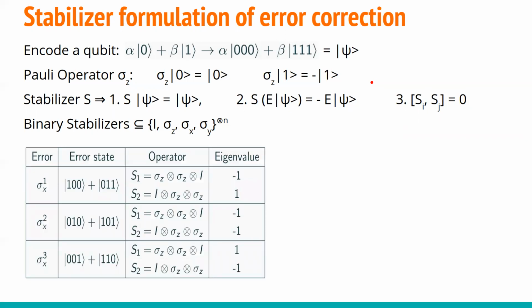So take this example here. This sigma x means a bit flip error. So the first qubit is actually flipped, and you see that for these two stabilizers, this value has become -1.